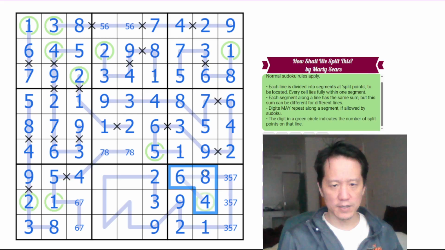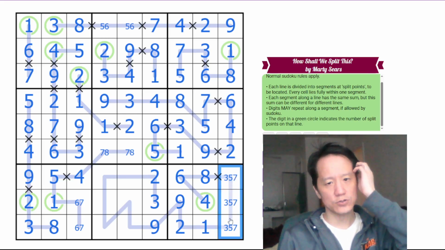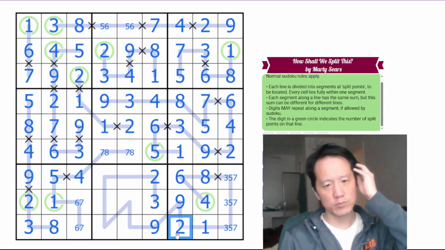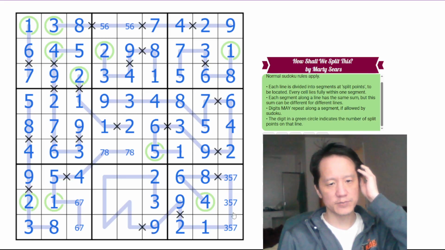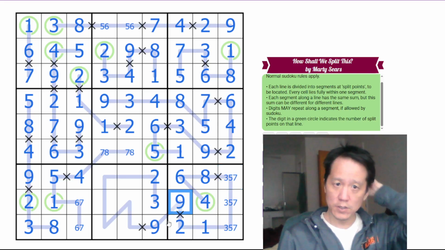So this is a segment, 18, that adds up by itself. We have 3, 5, and 7 here. That adds up to 15. So plus 1 plus 2 is 18. And then we have 9 and 9. That adds up to 18. So we have 1, 2.